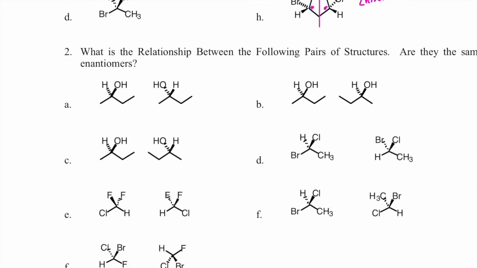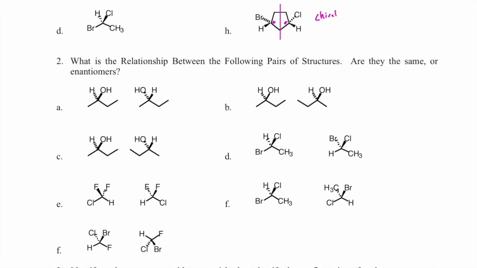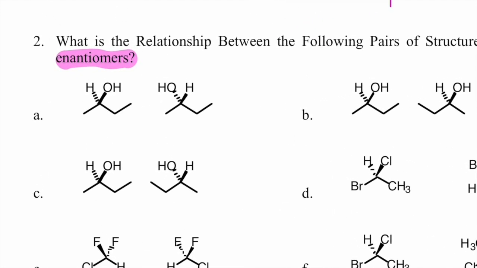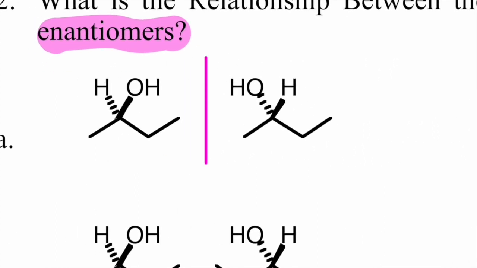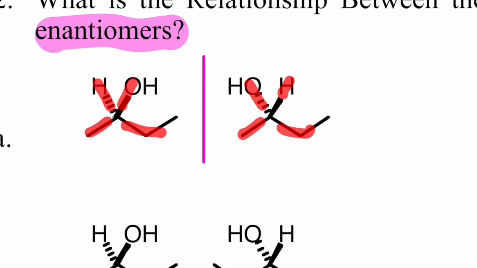All right. You're almost through this. So let's just do a couple more things. What is the relationship between the following pairs of structures? Are they the same or are they enantiomers? The key to this, you guys, is: does this flip? First, you have to have chiral carbons. So I have 1, 2, 3, 4 differences, and 1, 2, 3, 4. There are 4 different things here, so these are both chiral carbons.